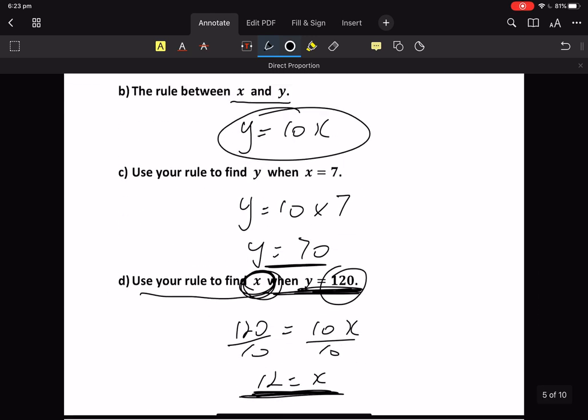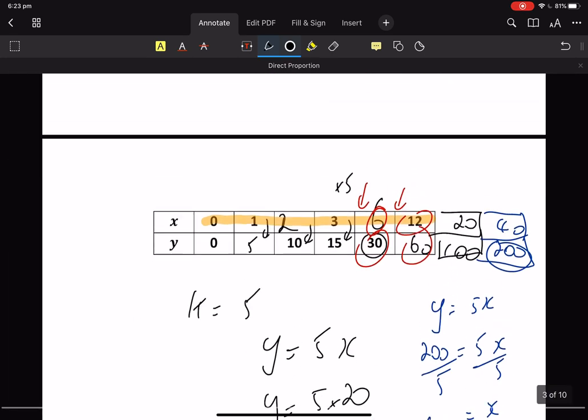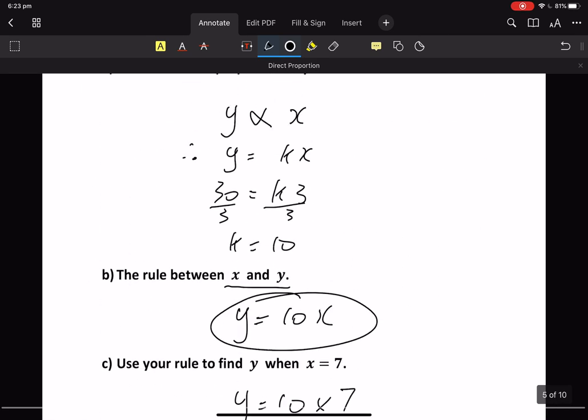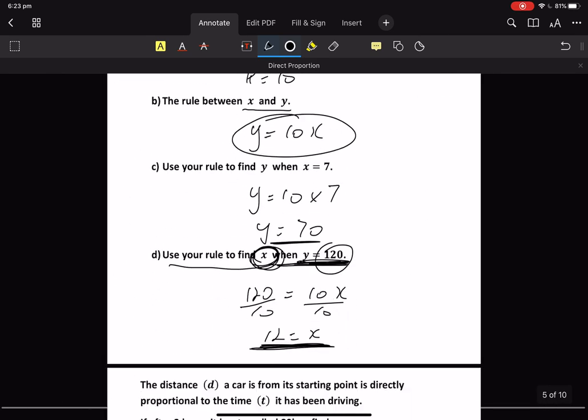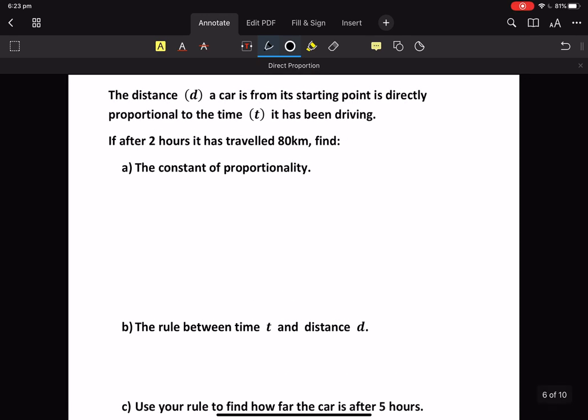Don't get me wrong, tables will be in the test. So fill in a table, everything that I've done there, you've got to know. But here we're branching out into worded questions. Oh my gosh, Merry Christmas, here's another one.